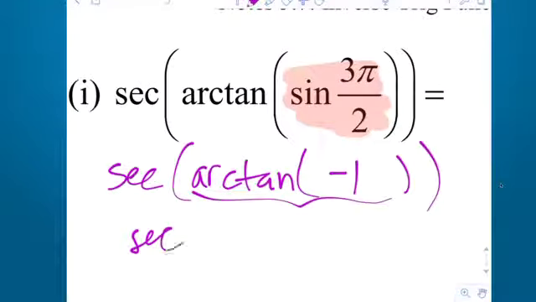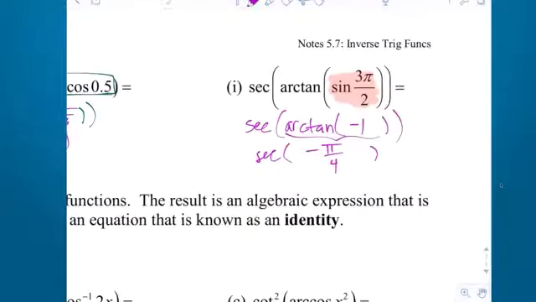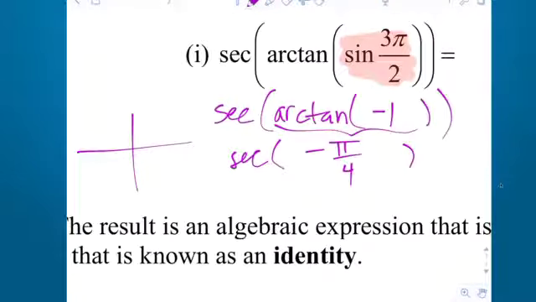So now I'm bringing down the secant, and I'm focusing on arctangent of -1, which I think we've already seen today. Tangent of what angle is -1 in the PVR? -pi/4. Good. And now we're evaluating secant of -pi/4, which is really the same as secant of 7pi/4 because they're coterminal. And remember, coterminal angles have the same trig ratios.